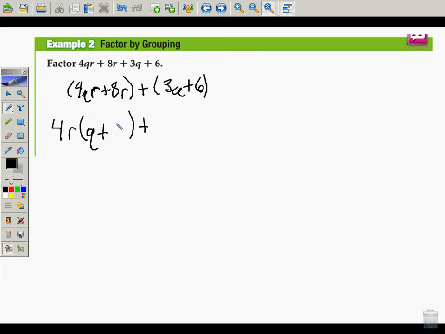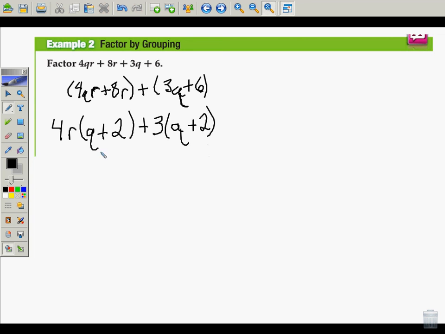And again, you can always check your work by distributing this and seeing if you get what you started with. Looking over here, 3q and 6, I see a GCF of 3. 3 times what is 3q? Well, it's q. Plus 3 times what is 6? 2. So we get q plus 2. Now, this is that common factor that I wanted to get. q plus 2, q plus 2.